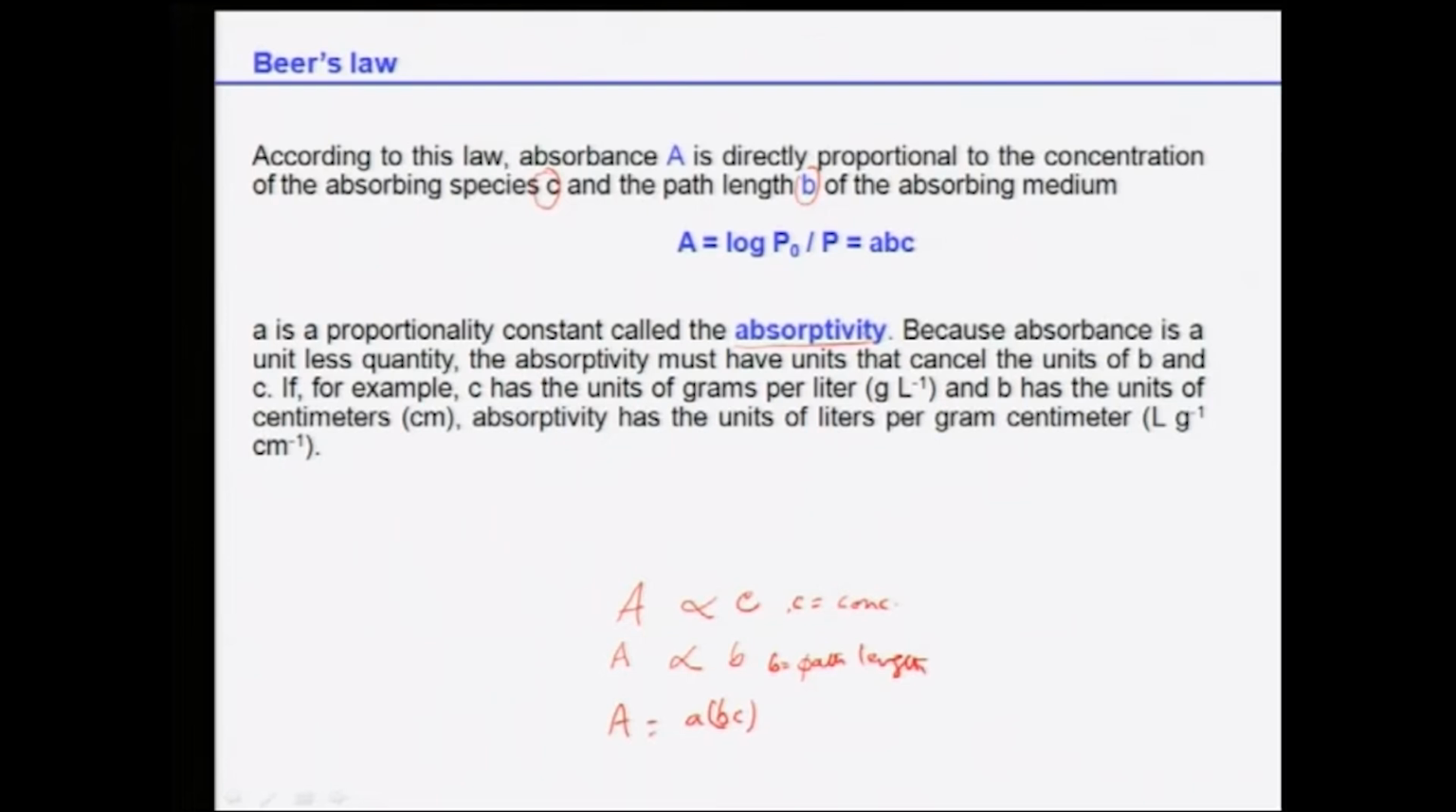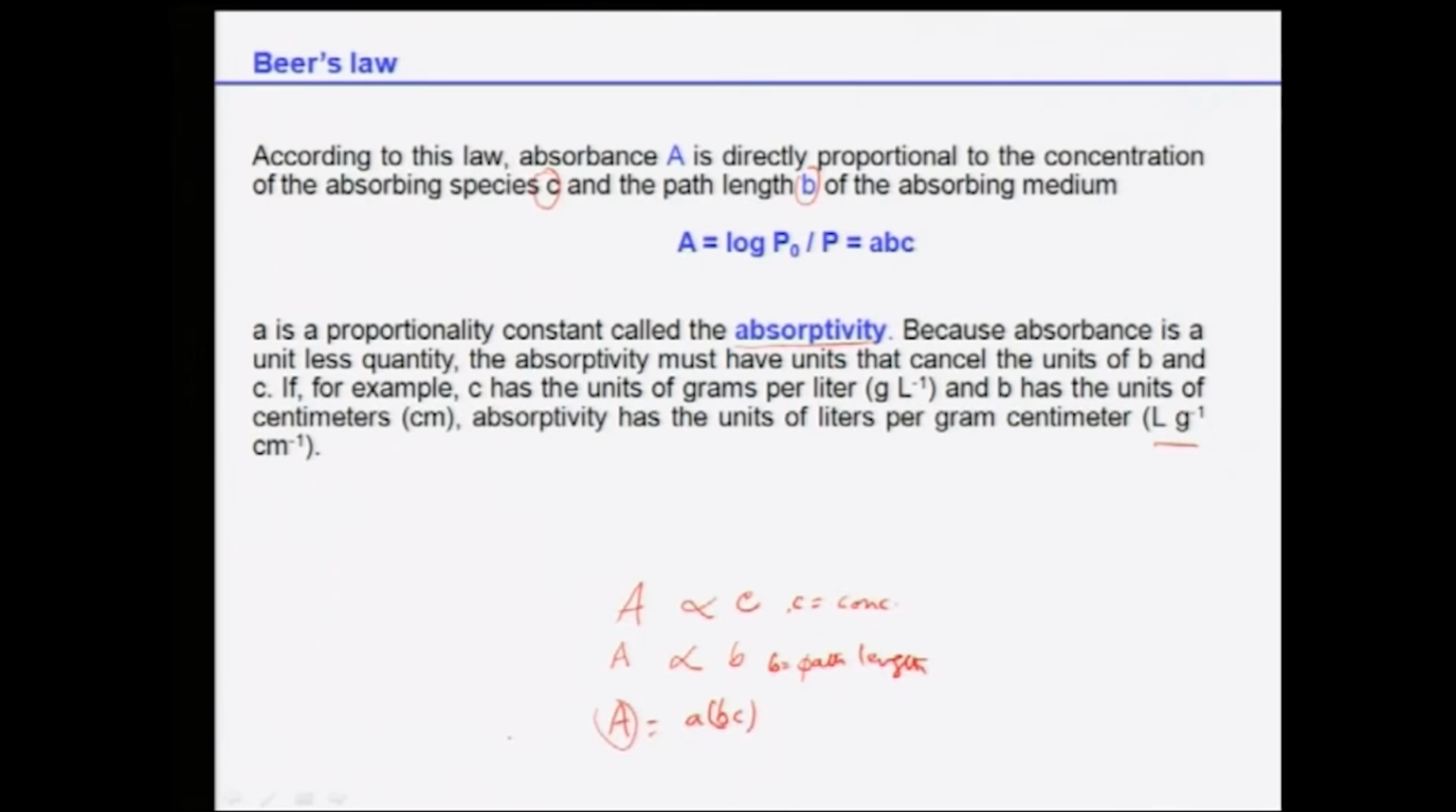Because absorbance is a unitless quantity, A has no unit. It is a logarithm, and the logarithm of any number has no units. Therefore, C and B should have units which will cancel out. C has a unit of gram per liter, B has a unit of centimeter. So absorptivity should have a unit of liter per gram per centimeter, otherwise capital A will never be unitless.